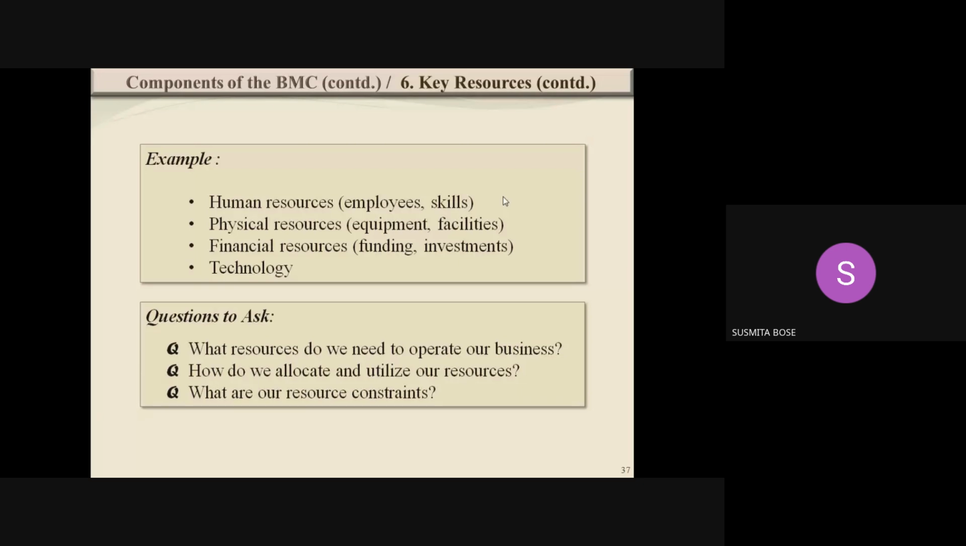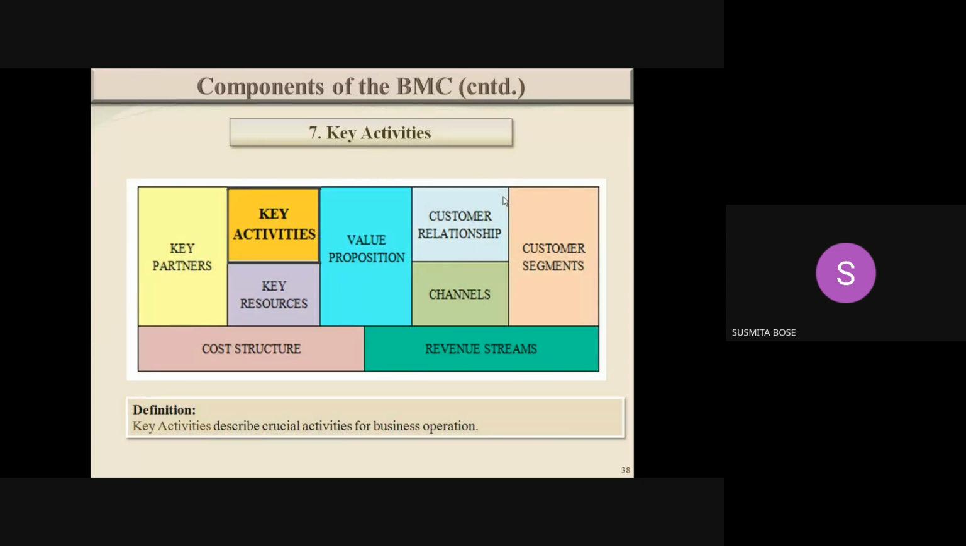And what are our resource constraints? You'll have to think of the constraints also. Like in the financial resources, how much investment you have, how much money you have while you are planning to launch a product, how much financial support you have, because most business funds face constraints in finance. So you have to ask yourself, it's not only the allocation or utilization of resources, you have to think about the constraints also, and you have to find the solution of those constraints. Next is key activities.